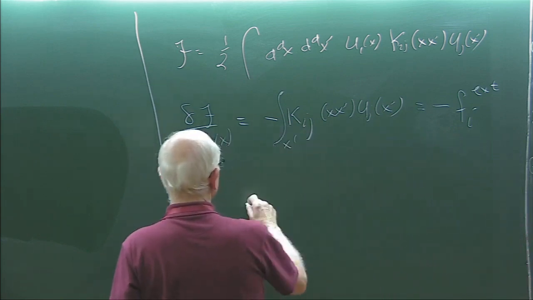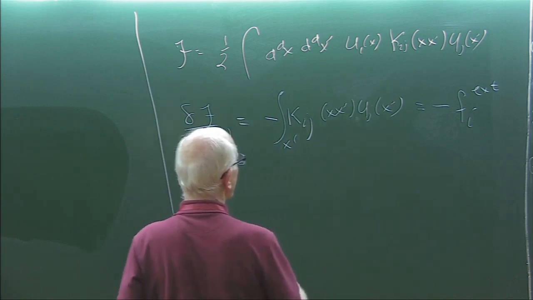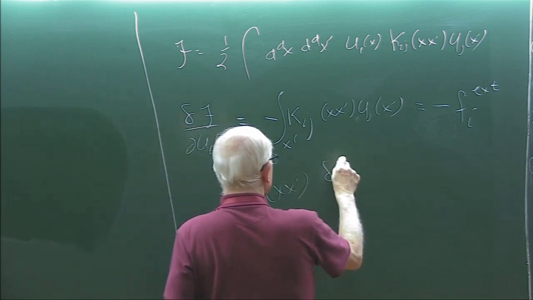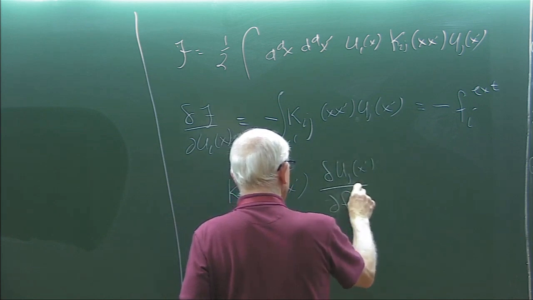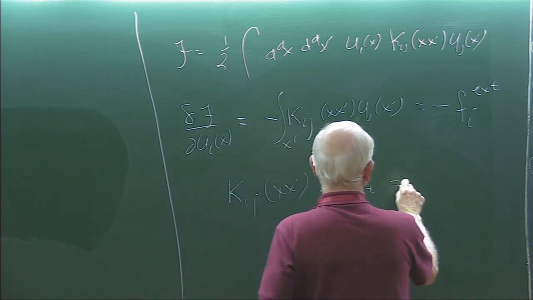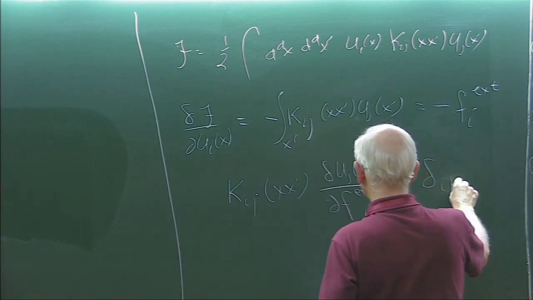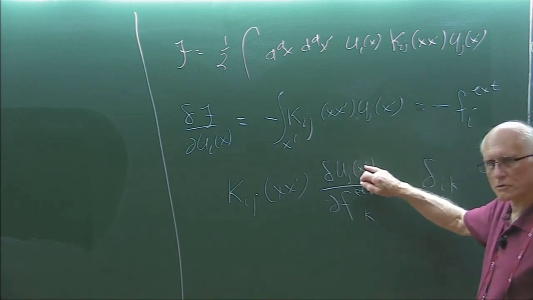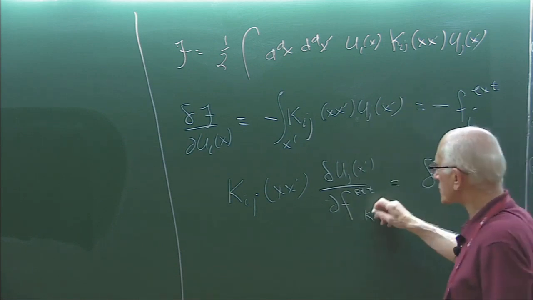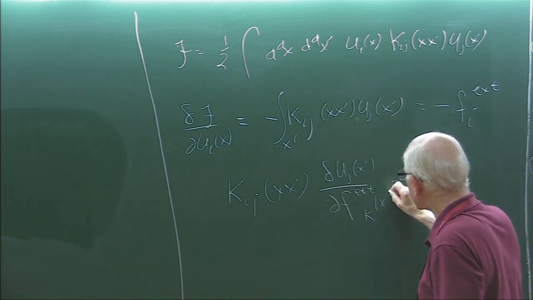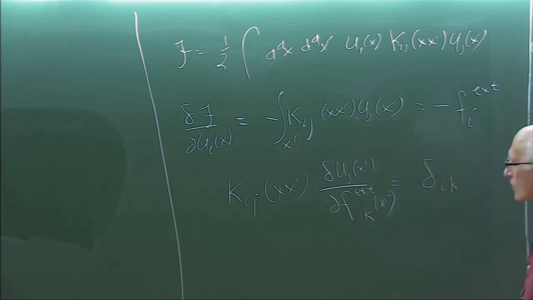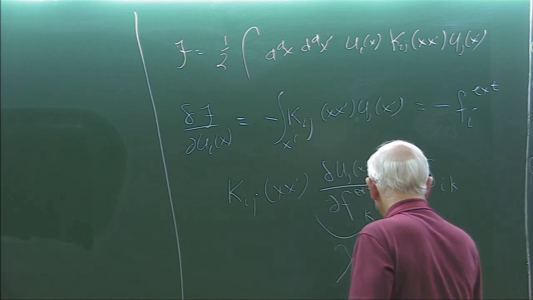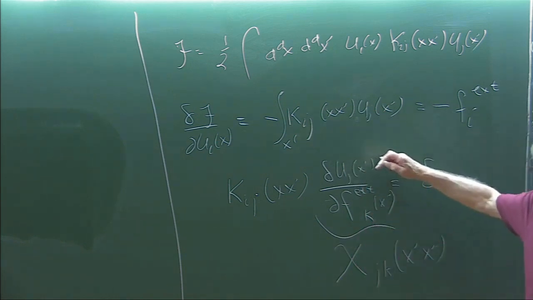So that tells us that we can differentiate this thing with respect to F, and we get K_ij(x, x') delta u_j(x') over delta F external_k(x'') equals delta_ik. So this is the response of u, the displacement, brought about by turning on an external force that occurs at an x'' here. So this we usually refer to as the response function, chi_jk(x', x''). The response of u to the external force is that.